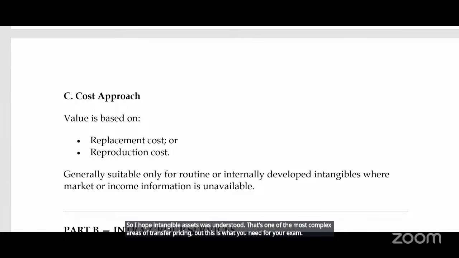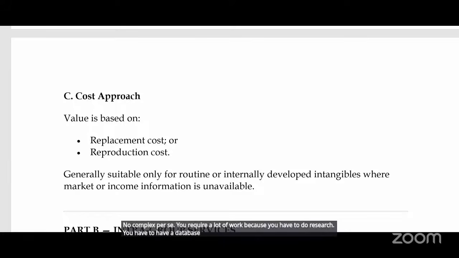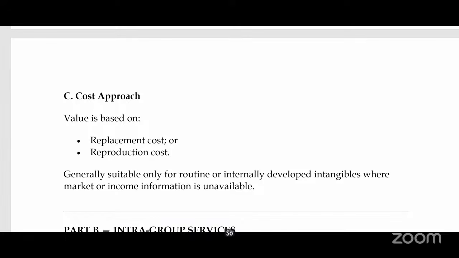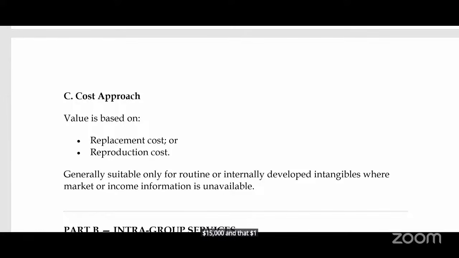There are other aspects of intangible assets, but I don't think CIT will go that far because those areas are very, very complex per se. You require a lot of work because you have to do research, you have to have a database and other things. So this transfer pricing you are learning in the book is even the smallest part. The biggest part of transfer pricing is the database, where you are going to get the comparable information. And the databases are very, very expensive. I mean, for a royalty range like this, the minimum they charge is like $15,000. Imagine the database you are going to use to do the transaction is $15,000.